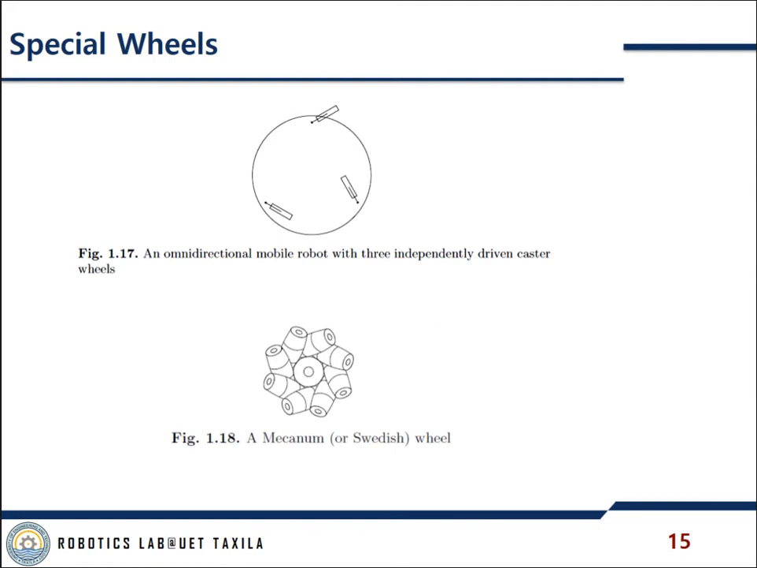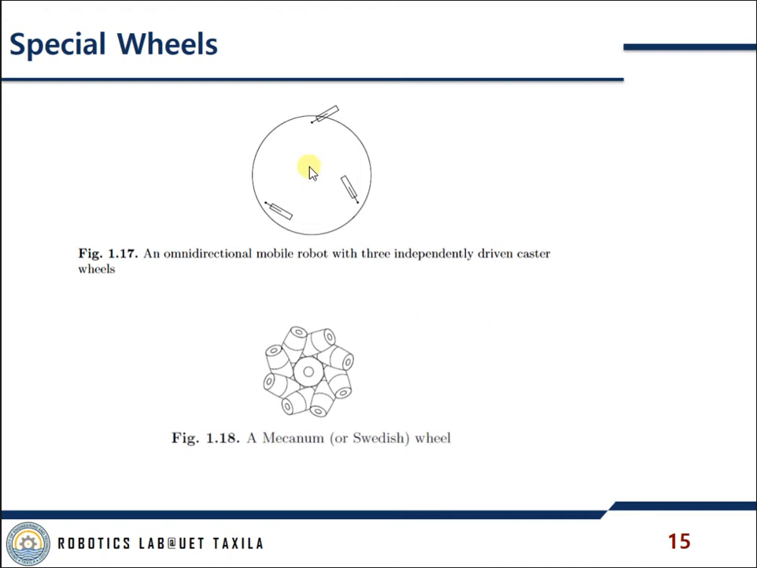Then we have, finally, a vehicle which has three caster wheels. So there are three caster wheels usually arranged in a symmetric pattern. The traction velocities of the three wheels are independently driven. Unlike the previous cases, this vehicle is omnidirectional. In fact, it can move instantaneously in any Cartesian direction as well as reorient itself on the spot.